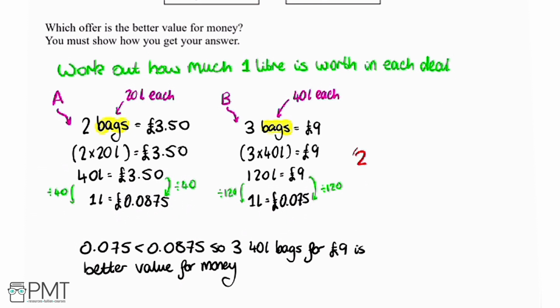We get 2 marks for doing our working up here. Then we get a third and final mark for the correct answer of the 40 litre bags deal, with a little statement to explain why.